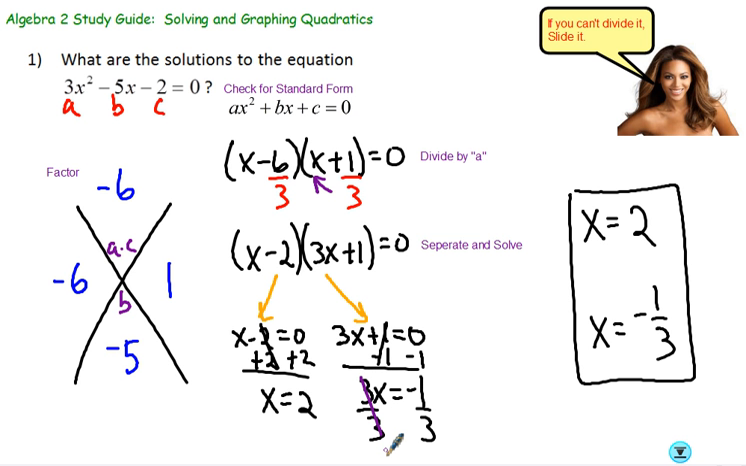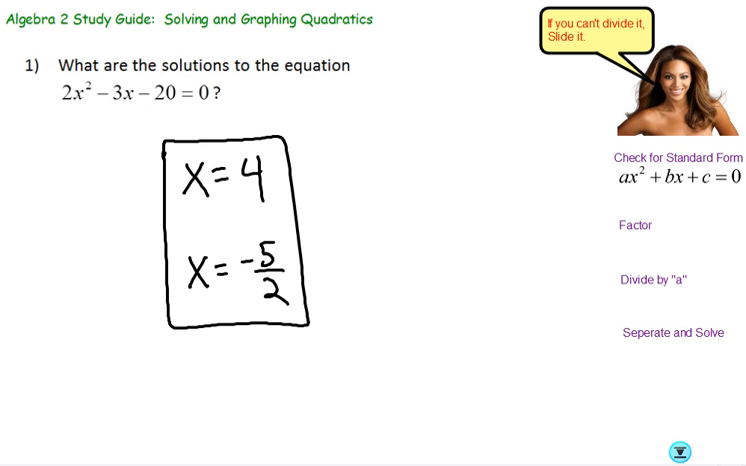Now you should have also done number 1 on the right side. So if you haven't done number 1 on the right side, go ahead and pause it now. If you have already done number 1 on the right side, then we'll go ahead and check the answer for that one. And checking number 1 on the right, you should have got x equals 4 and x equals negative 5/2. So if you got that correct, great.